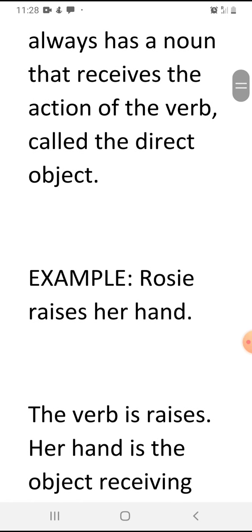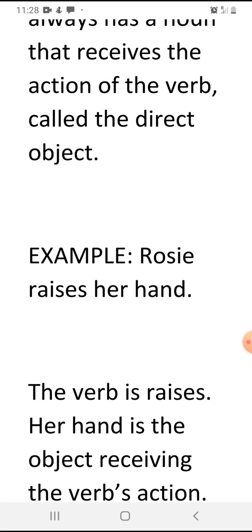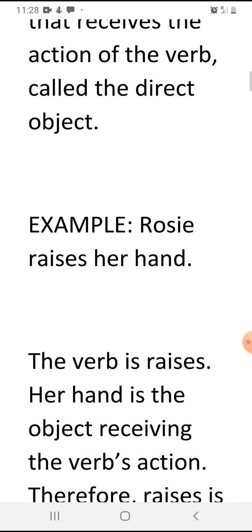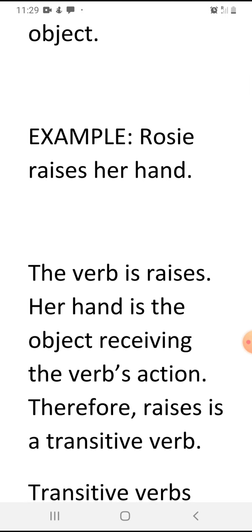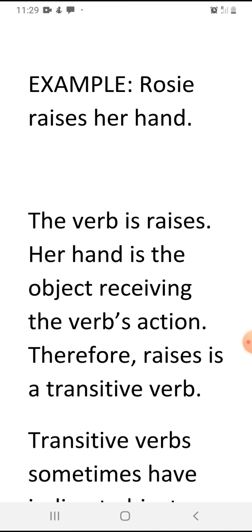Let us see this example. Rosie raises her hand. In this sentence, raises is the verb. Subject is Rosie. Rosie raises what? Answer we get, her hand. So her hand is the object receiving the verb's action. Therefore, raises is a transitive verb. In a simple way, we can say that the verbs which are having an object are called transitive verbs.